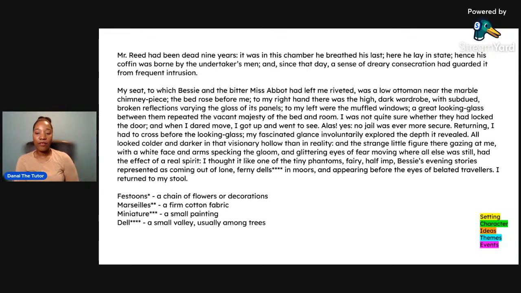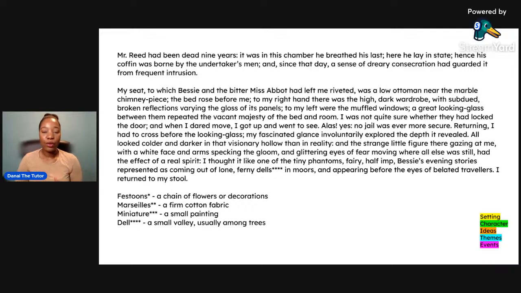So in that final paragraph, again, there's a focus back on the room itself. And we see the narrator looking at herself, when she refers to the looking glass, that's a mirror. And she's describing herself as a strange little figure. So when she's saying a strange little figure gazing at me, she's talking about looking at herself, with a white face and arms specking the room, glittering eyes of fear moving. So we can see we have more insights about how she's feeling as she's looking at herself in that section of the text. And the final sentence of the extract, I returned to my stool.